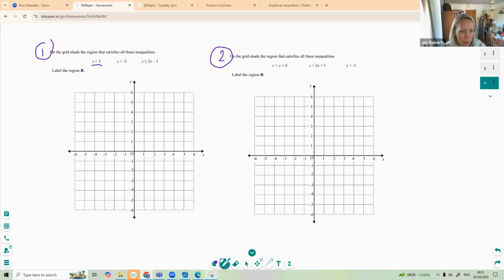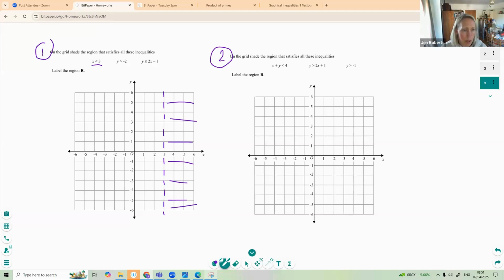X less than 3. Don't forget you need a dashed line here because the equals isn't on the inequality symbol. Right, so I'm going to shade in the bit I don't want. You'll see why I'm doing that. It just makes it more obvious the region you need. I want less than 3, so I want all of that. I don't want this because this is bigger than 3, so just put lines through that.